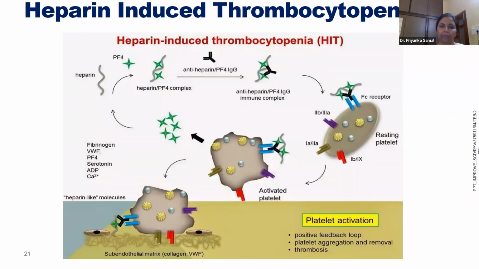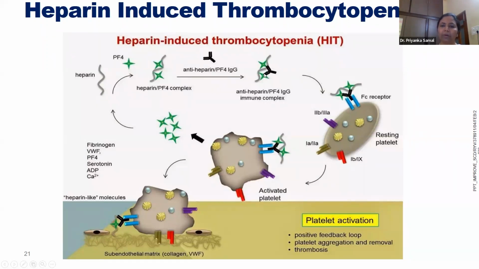Starting with heparin-induced thrombocytopenia, it is one of the most common things you have to suspect when you get a referral from an ICU and a patient is put on heparin as thromboprophylaxis. What happens is heparin and platelet factor 4, a protein present in the platelets, combine and form the heparin-platelet factor 4 complex. This causes the formation of antibodies, anti-heparin and platelet factor 4 IgG antibody.